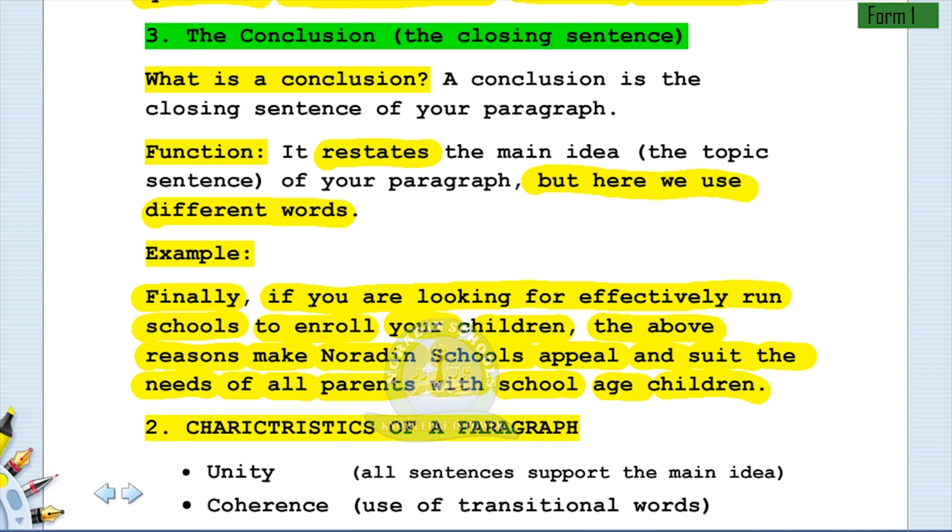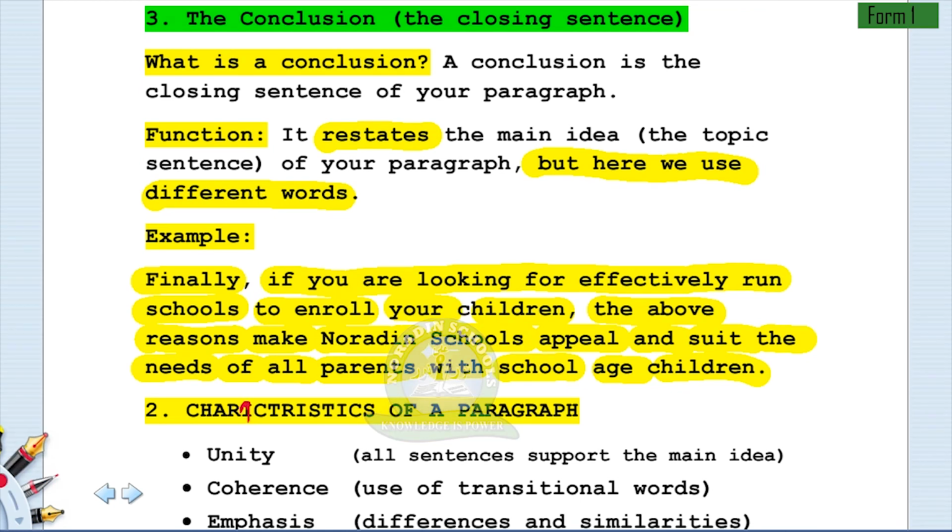Now we are moving to the next part of our lesson, which is the characteristics of a paragraph. This is how to write an effective paragraph with good quality. What are the characteristics of a paragraph? That's the qualities which an effective paragraph should have.